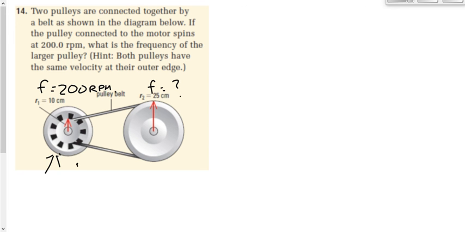Let's call this pulley number 1 and pulley number 2. If they tell me the speed is the same for both of them at the outer edge, then let's do exactly what they tell me to do. V1 equals V2. Got it? That make sense? They told me the speed is the same. So just do what they said.